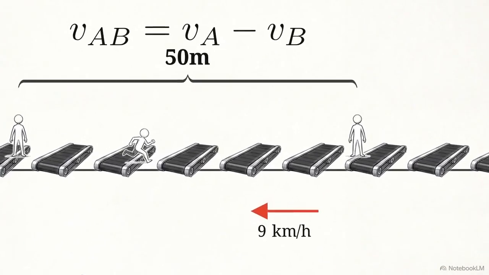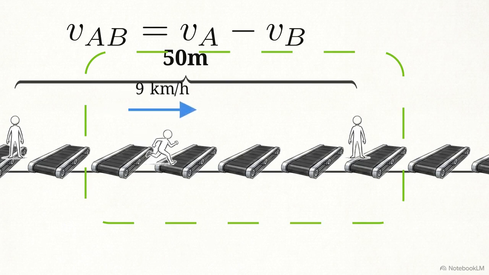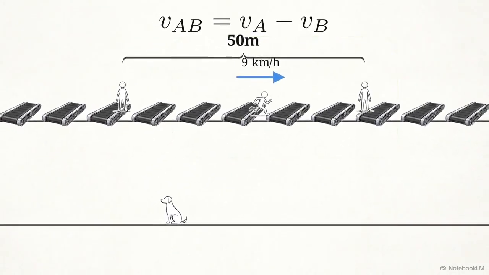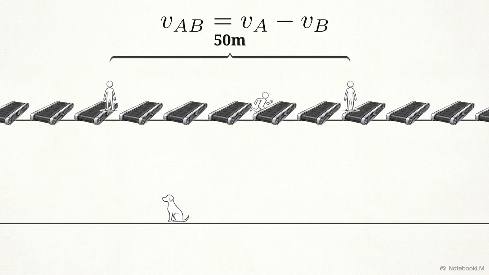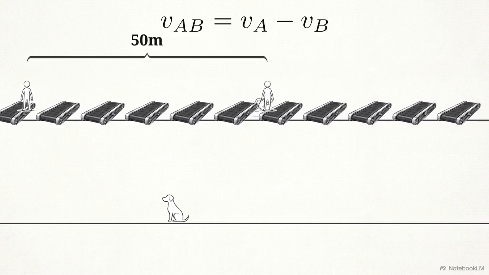From the mother's perspective, she and the child share the same moving reference frame. Because they are both on the belt, its motion drops away entirely. To her, the child is simply approaching at 9 kilometers per hour. Now look from the stationary ground, through the eyes of the dog. If the child runs at 9 kilometers per hour in the opposite direction of the belt's movement, the 2 velocities cancel out. To the dog, the child is running on a treadmill, completely stationary in space.